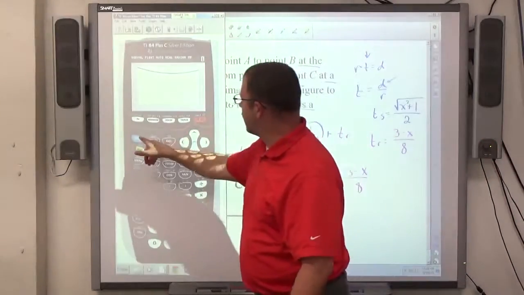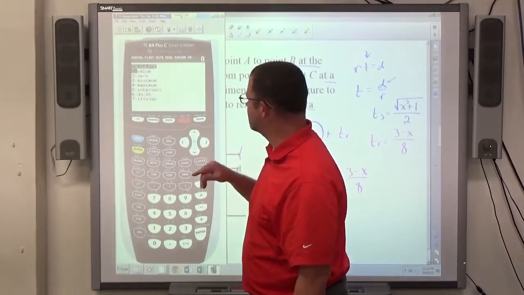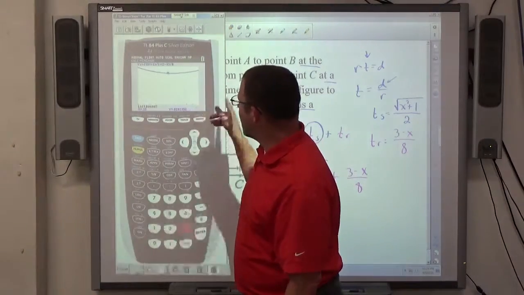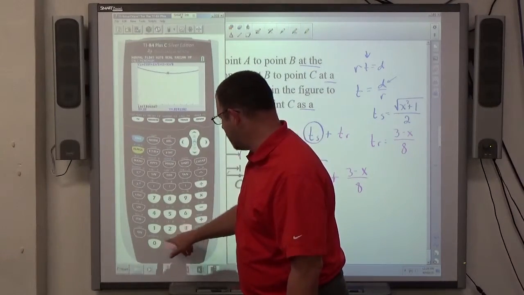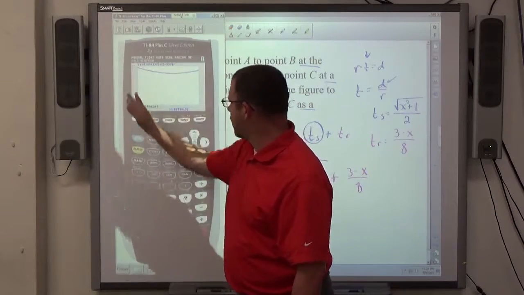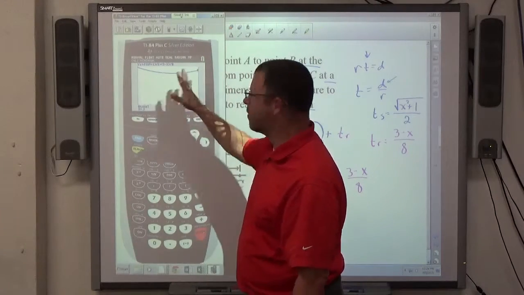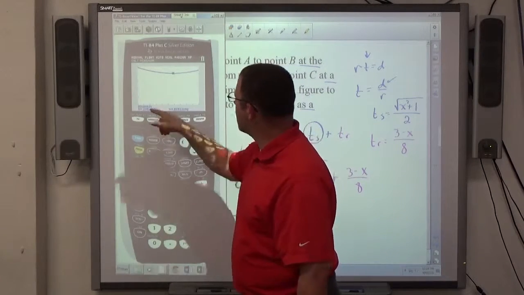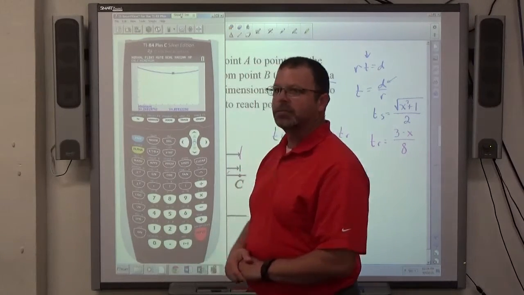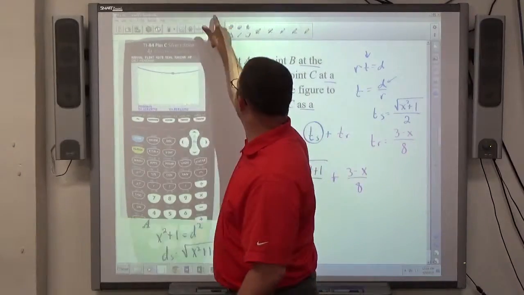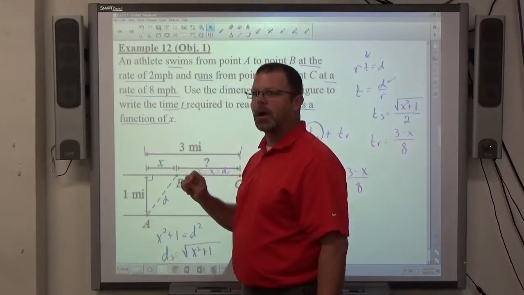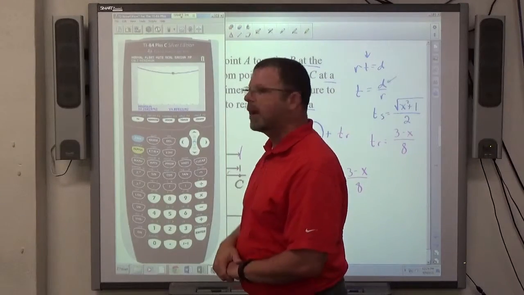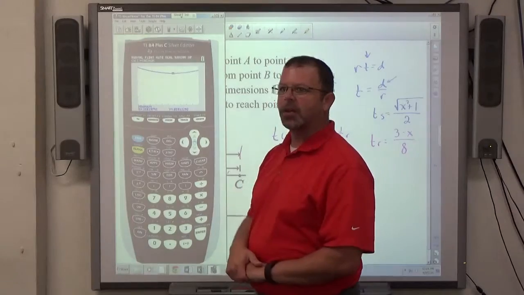Another way you can do it, which is actually more rapid, is to go to calculate, minimum. It wants a left and a right bound, so I'm going to left bound at 0.2 and right bound at 0.3, so you have to be on screen. I'm going to guess 0.26. It gives me the exact minimum at 0.258 miles. About a quarter of a mile down. That'd be the perfect spot to hit to get the lowest time possible, and that lowest time was 0.859 hours. So less than an hour to do the whole thing.